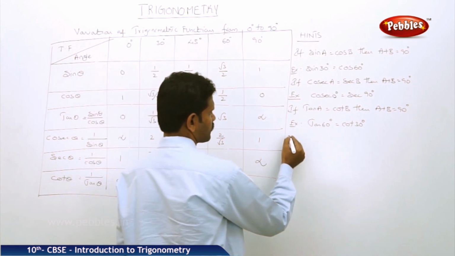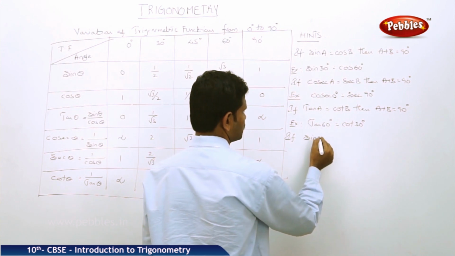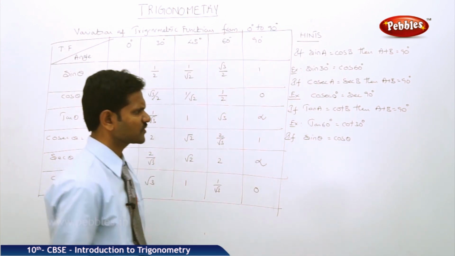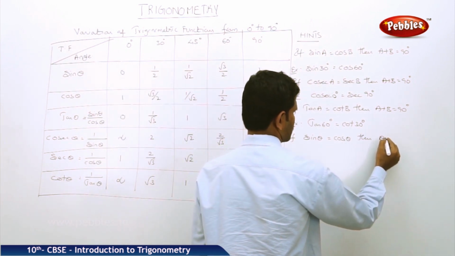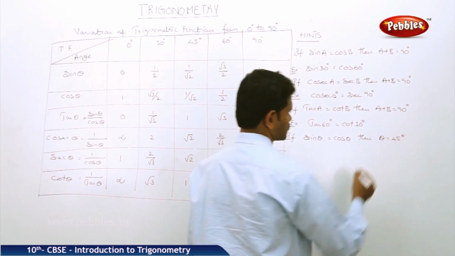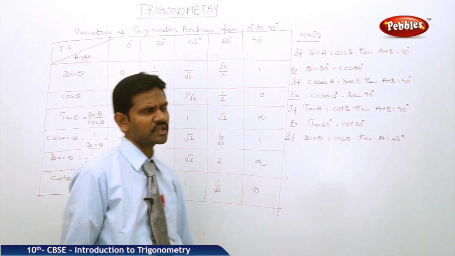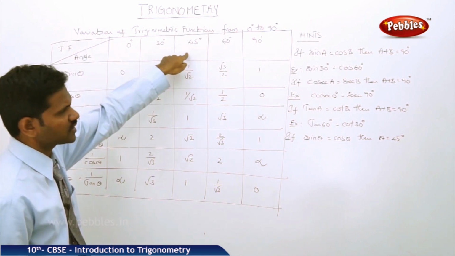Next item: if sin theta is equal to cos theta, then theta is equal to 45 degrees. Now see, sin value and cos value are equal; both are equal at 45 degrees.